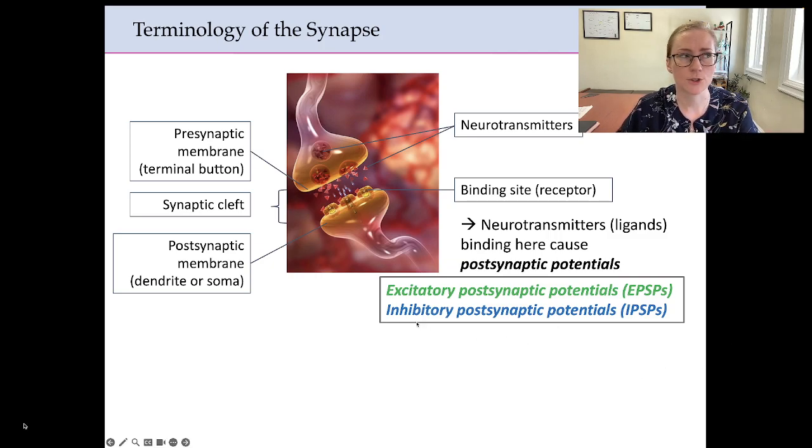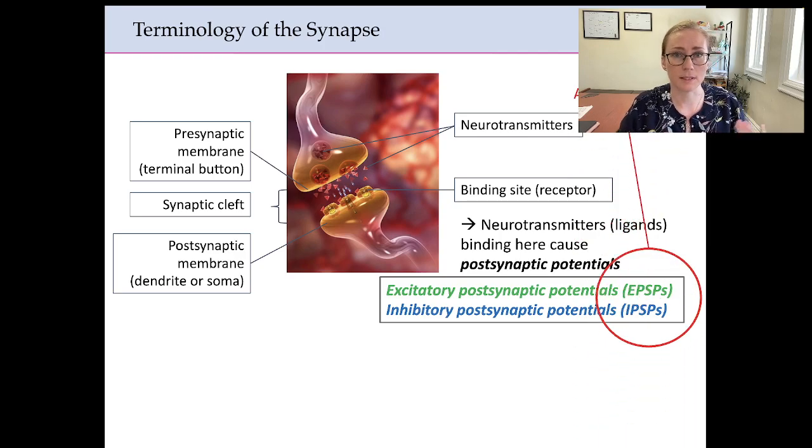Inhibitory is the opposite. It gets you further away from reaching threshold. So inhibitory, this might be a negative ion that entered, like chloride. We haven't talked about it yet, but chloride is a negatively charged ion. If it enters, we hyperpolarize, so we become more negative. In this case, we call these inhibitory postsynaptic potentials. Because we're going negative, we're actually getting further away from negative 55. We're going to like negative 80 or negative 90. So when you have IPSPs, the neuron is less likely to fire an action potential because you are getting further away from that threshold.